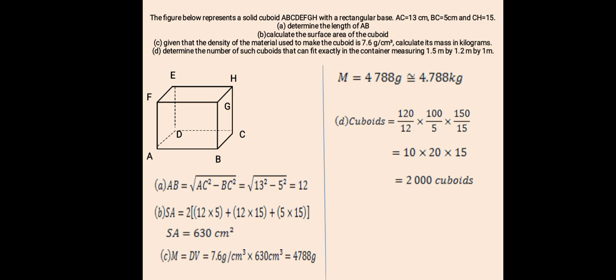Now part D, we have been told to determine the number of such cuboids that fit exactly, measuring 1.5 by 1.2 by 1. Now if you find those and you divide, you can see, just change the meters of the first cuboid and relate dividing with the centimeter of the second. Changing the meters to centimeter, relating and dividing, you find that we need 2000 cuboids of the size we have been given to fit into this larger cuboid of 1.5 meters by 1.2 meters by 1 meter.